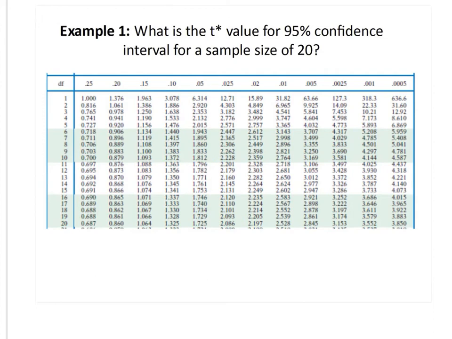So for example, it will say what is the t-star value for a 95% confidence interval for a sample size of 20. Well, if n equals 20, my degrees of freedom is 20 minus 1, or 19. So if I want to find my t-star value, I'm going to go to row 19, and it's going to be one of these t-star values. Well, in order to know which t-star value to use from row 19, because that's my degrees of freedom, I look for 95% confidence on the bottom, which isn't shown, but it's actually this one right here.